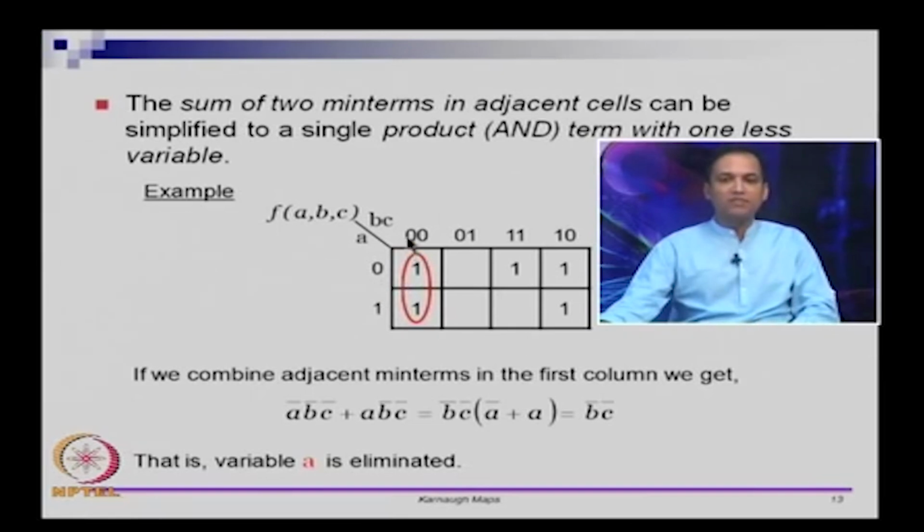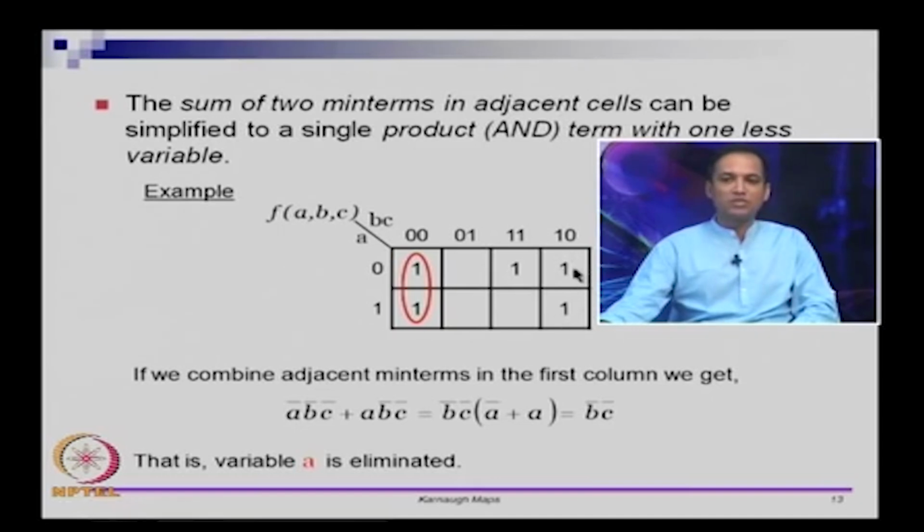In this case, we know that BC is constant. We are not changing the values of BC, we are still in the same column, but we are going across multiple rows. Whatever rows we are going across, we can eliminate them. So, if you do the same thing here, for instance, this term will correspond to A bar, B, C bar, this one will correspond to A, B, C bar. If you combine them, it is B, C bar.